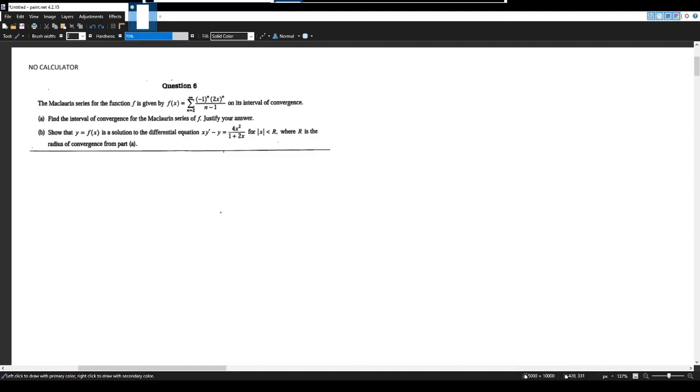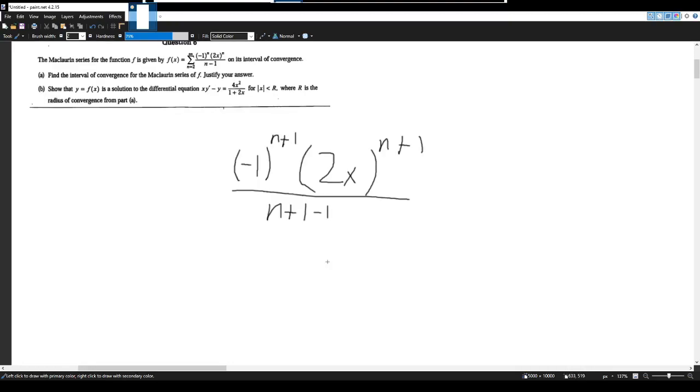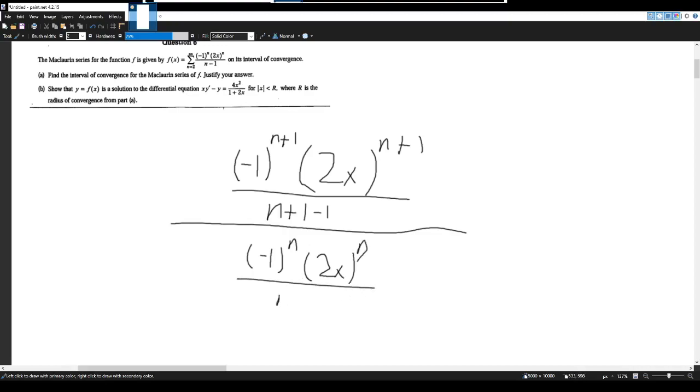So for the ratio test, you do the whole thing with n plus 1 divided by the whole thing with just n. So (-1) to the n plus 1 times 2x to the n plus 1, divided by n plus 1 minus 1. Okay, that should be easy to simplify at some point. Divided by, like I said, the whole thing except with just n instead of n plus 1. So 2x to the n divided by n minus 1.